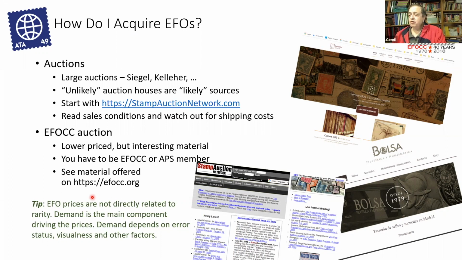Even if you don't want to buy, the stamps offered in the EFOCC auction are posted online. You can go and look at them, and you can see at least what kind of EFOs exist. So I think you should go and look at them, regardless of whether you want to buy or not, at least because you can also click on the pictures and magnify them, and the pictures are very good. You can see all kinds of details about the EFOs.